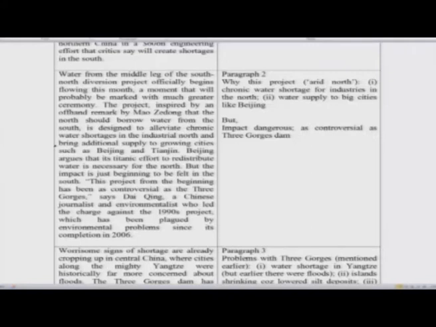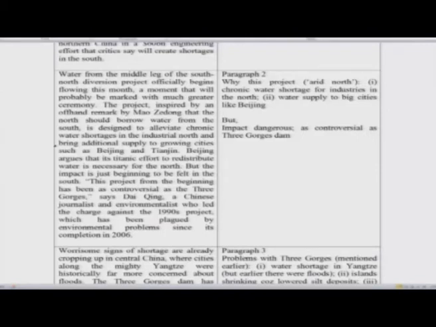And this has been inspired by an often-quoted remark by Mao Zedong, a very popular leader in China. The writer just does not stop here. If you go towards the end of the second paragraph, the writer quotes a Chinese journalist and environmentalist, who says this project has very dangerous implications, and that it is as controversial as the Three Gorges Dam. So, a new thing comes in here: the Three Gorges Dam.